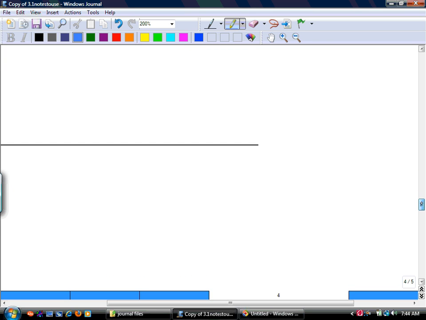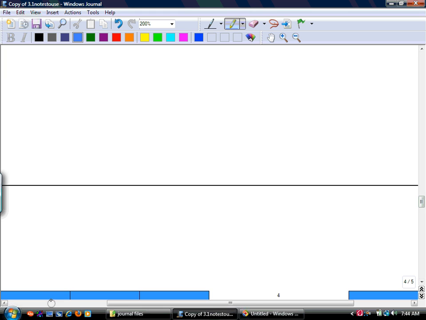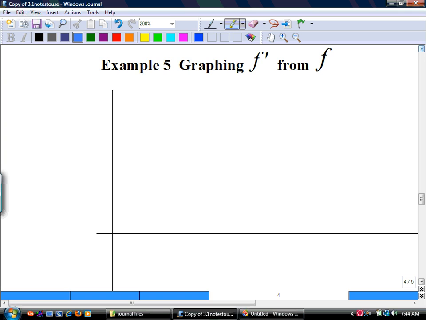So we're going to do this. I'm going to draw a function here, and then I'm going to ask you to draw its derivative graph.